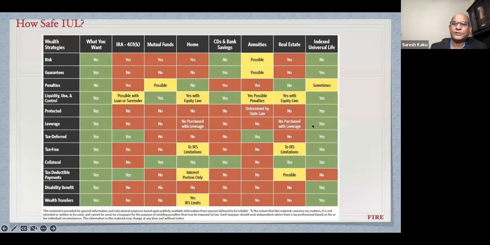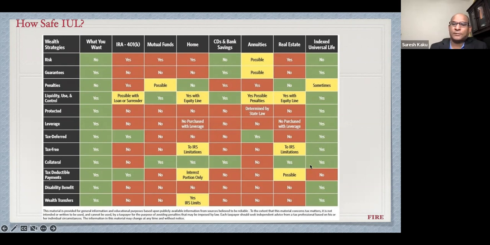Does it have leverage? Yes. What we mean is, let's say you take a $1 million policy and you have only $50,000 cash value. If something happened to that person, you can still get $1 million. That's what leverage means here. Is it tax deferred? Yes. Is it tax free? Yes. You can take the money tax free.